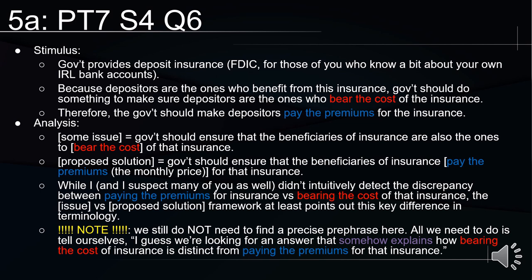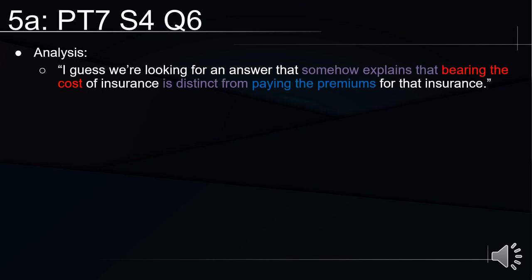So those of you who are doing some of my RC content, this should have strong echoes with what I've been saying with the verb-centric approach of looking at the exam. We don't care what the explanation actually is. We care about what that explanation does. And all it's going to do is somehow explain how the red idea, bearing the cost of insurance, is actually separate from the blue idea, paying the premiums for that insurance. That's all we're going to take into the answer choices.